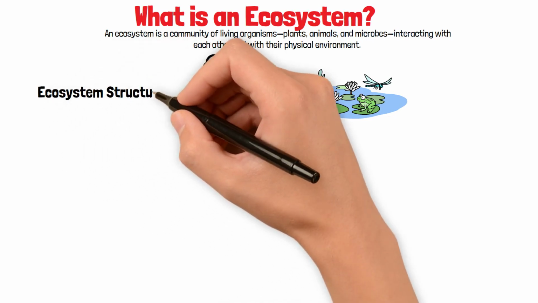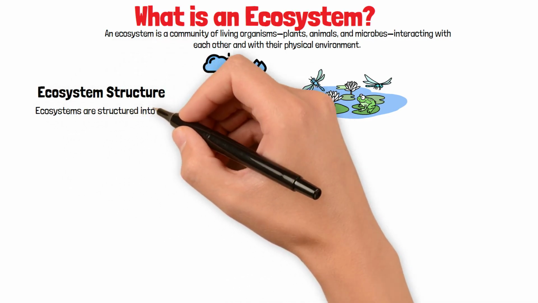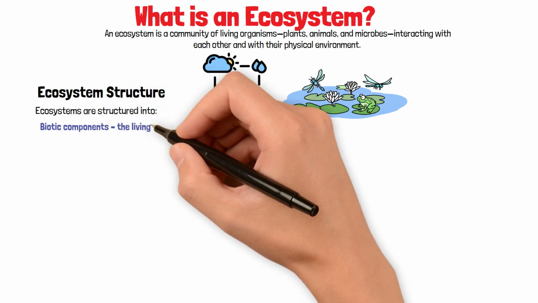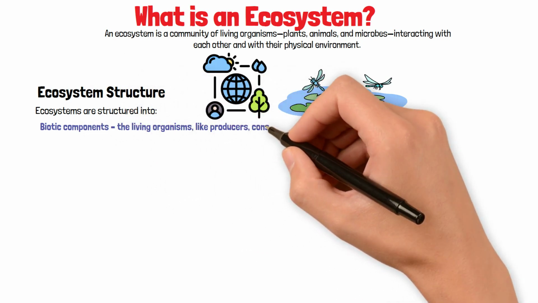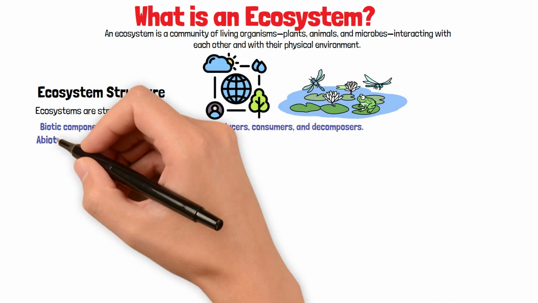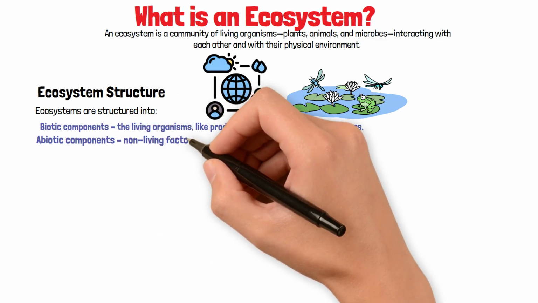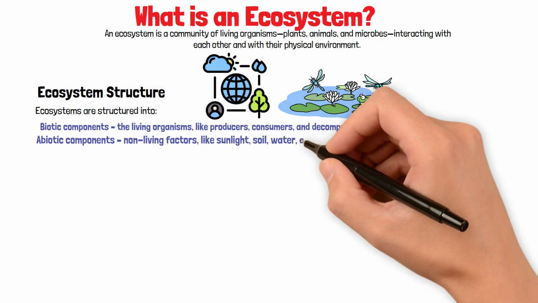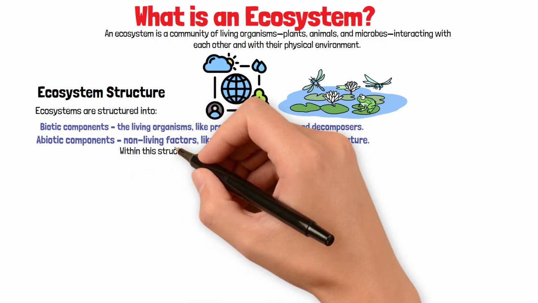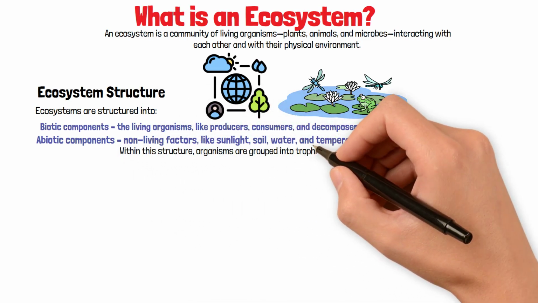Ecosystem structure. Ecosystems are structured into biotic components, the living organisms like producers, consumers, and decomposers, and abiotic components, non-living factors like sunlight, soil, water, and temperature. Within this structure, organisms are grouped into trophic levels.